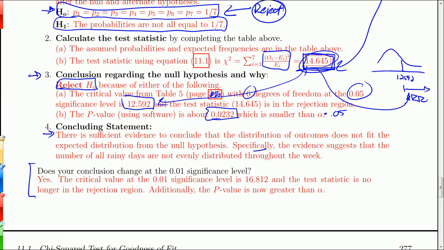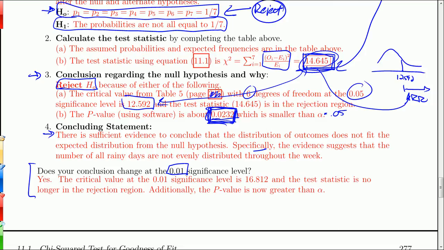Little quick add-on question here. Does your conclusion change at the 0.01 significance level? Well, if you got the p-value, you can immediately say yes. Suddenly, the significance level is now smaller than the p-value, and I'll fail to reject the null hypothesis. But if you're a table user, you don't know about this p-value.